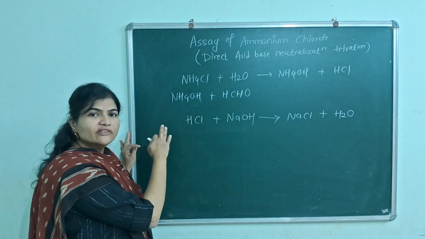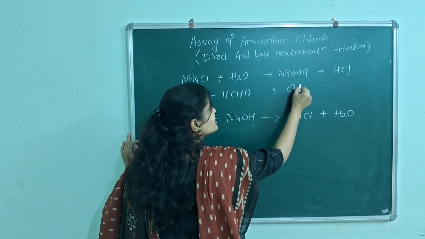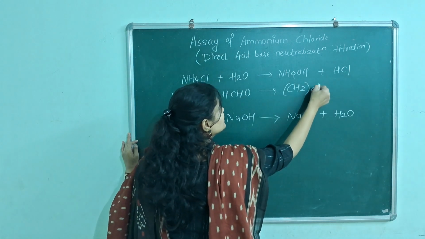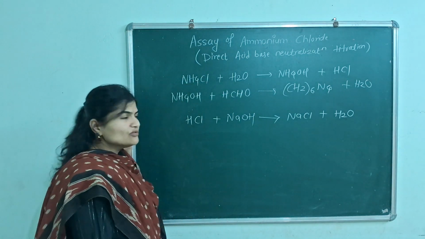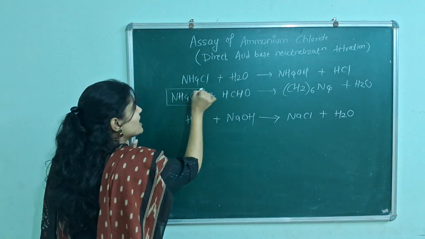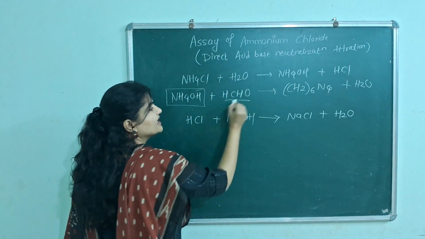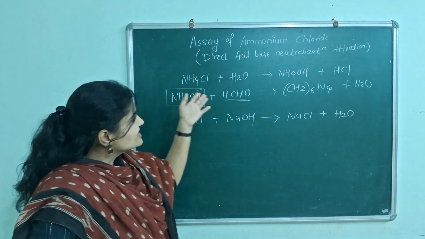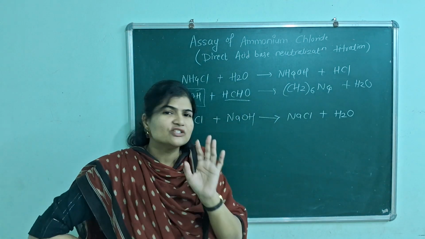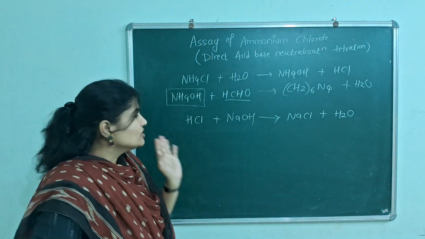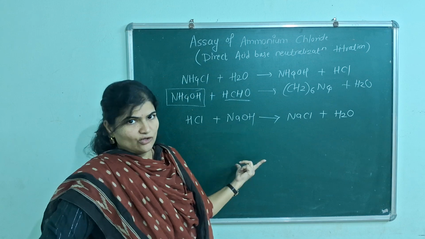Now when you treat it with formaldehyde, it forms a soluble complex called hexamethylene tetramine, and some water molecules are formed. So as you can see, the problematic part of the reaction is being taken care of by the formaldehyde solution, because it is then converted to urotropin or hexamethylene tetramine, which is a soluble complex. Now it will not come and interfere with the reaction of liberated HCl with NaOH.